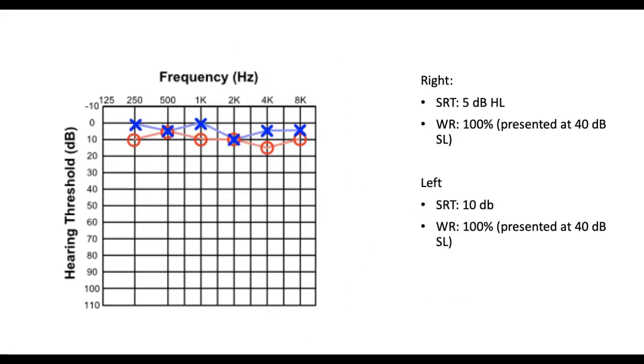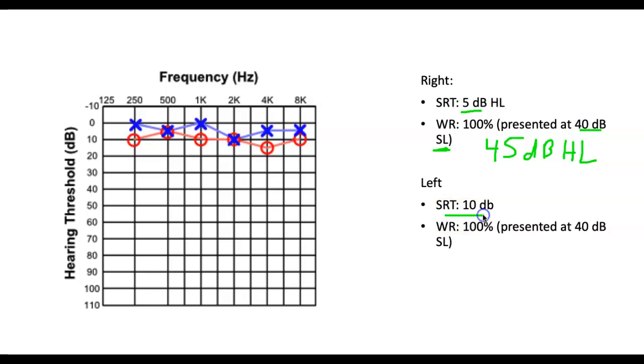So this one here. Your SRT is 5 dB HL. Your word recognition score presented at 40 dB SL. Now, remember, when we're looking at sensation level, it's above your SRT. So in this case, if your SRT is 5 and you presented at 40 dB above that, you would have been presenting at 45 dB HL. Okay, so your sensation level is always the amount of decibels above your SRT.